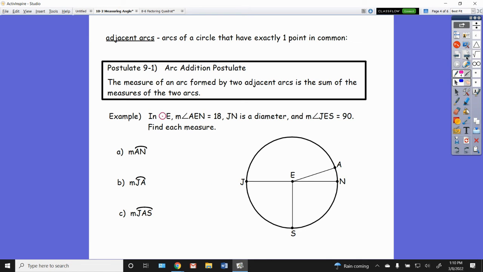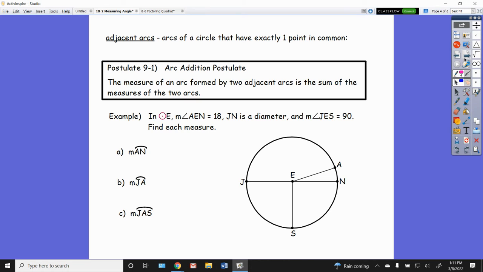Now, adjacent arcs. Guys, they're just like adjacent angles. They're going to share an endpoint. So the arc addition postulate is the same thing as the segment addition postulate and the angle addition postulate. You can take two small arcs, add them up, and get a larger arc. No big deal.